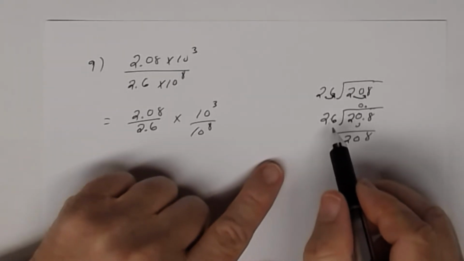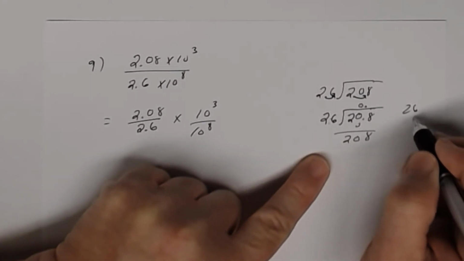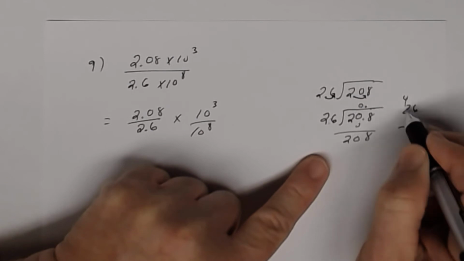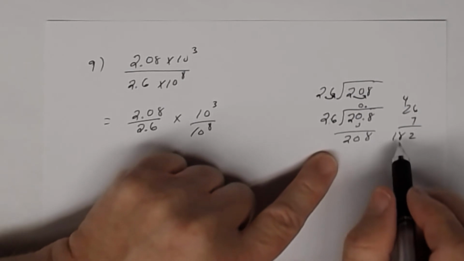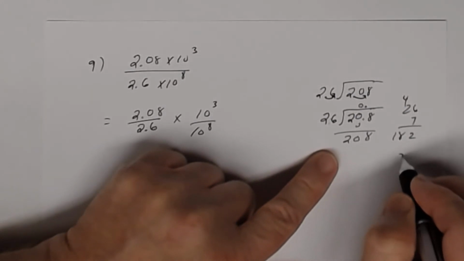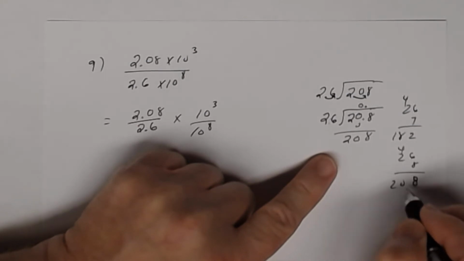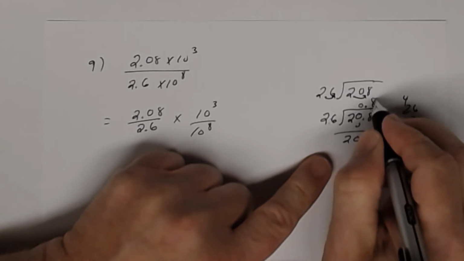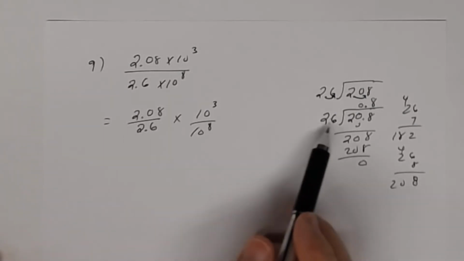So we have to figure out how many times 26 goes into 208. For example, if you say 7, 7 times 6 is 42, and then 7 times 2 is 14, plus 4 is 18, so that's not it. It could probably go one more. Let's do 8. 26 times 8, 8 times 6 is 48, 8 times 2 is 16, plus 4 is 20. All right, that's it. So 26 goes into 208, 8 times. 8 times 26 is 208, remainder 0. So what we found is that this right here is 0.8.